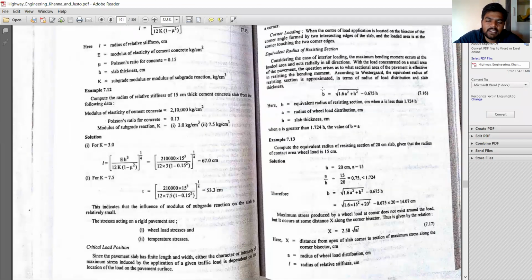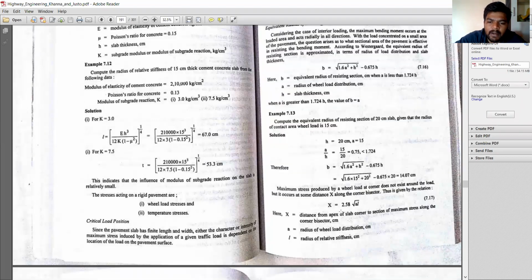Okay, by this formula, let us see one example to calculate B value here. Compute the equivalent radius of resisting section of 20 centimeter slab, given that radius of contact area of wheel load is 15 centimeter. It means slab thickness is given, that is 20 centimeter, and radius of contact area is 15 centimeter. H and A are given already. So your work is to check the condition.